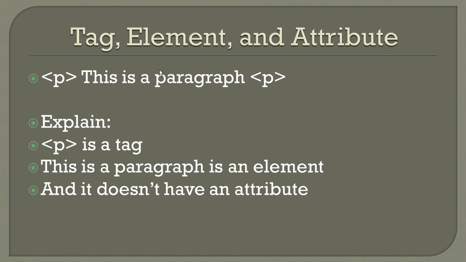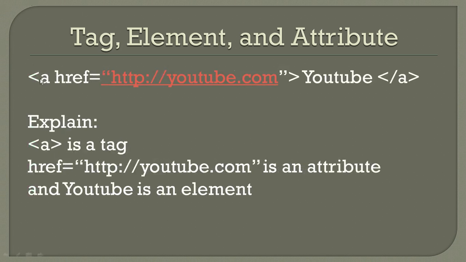Okay, let's take a look here. If in an A tag here, it has an attribute called hypertext reference. This is the attribute and this is the value of the attribute. So the element is YouTube. Okay, as you can see here, the A is a tag, hypertext reference is an attribute, and YouTube is an element.